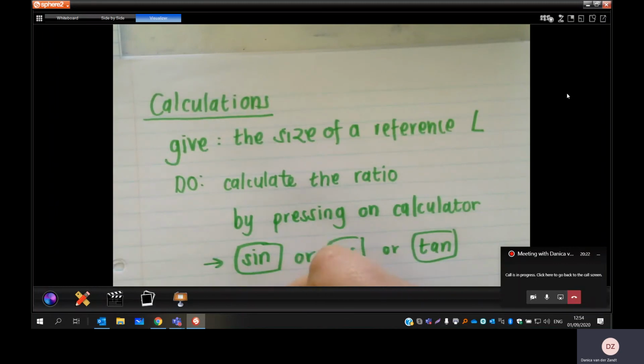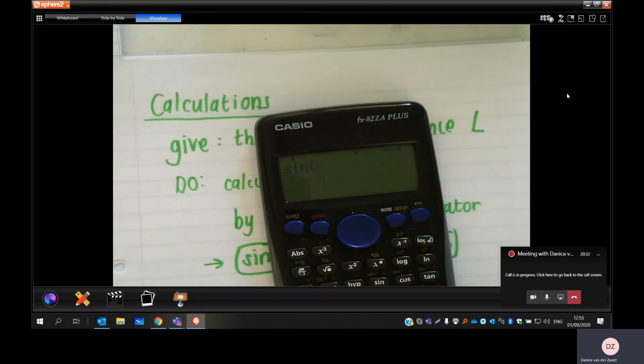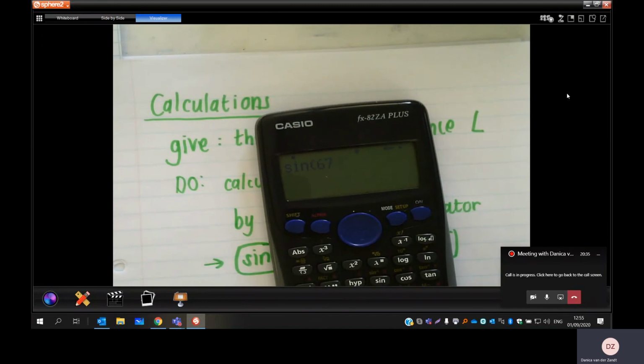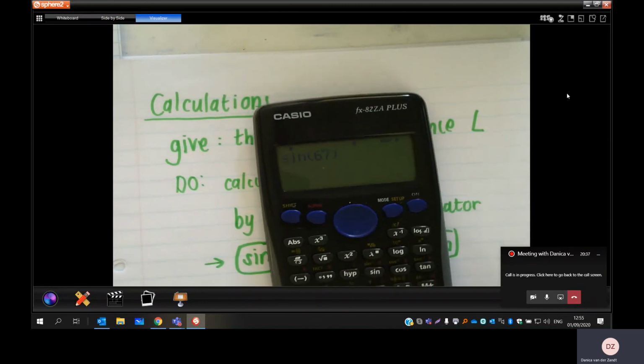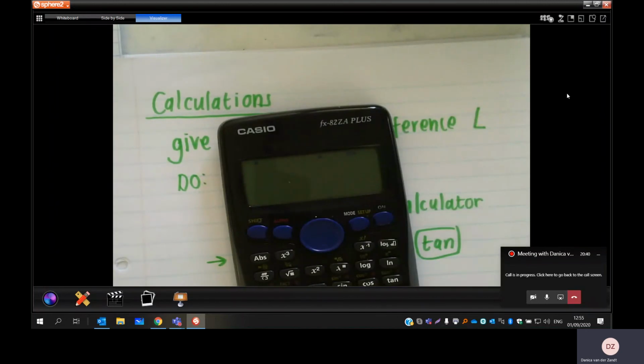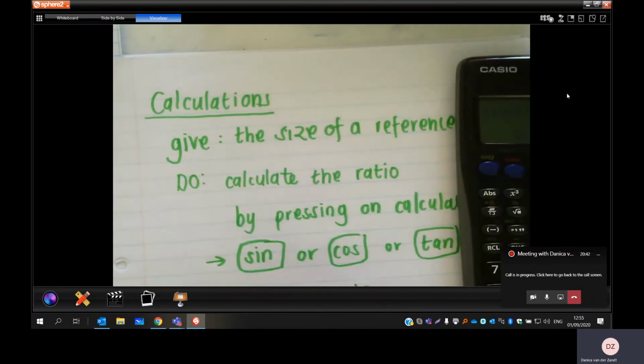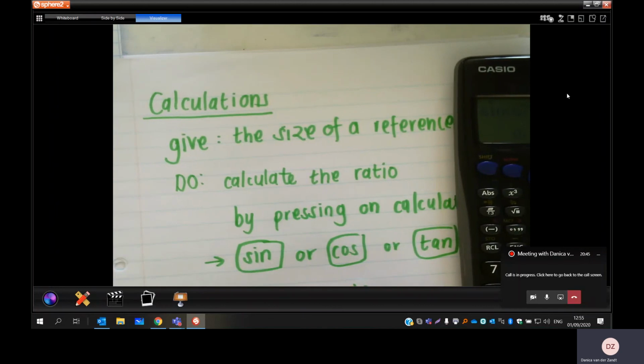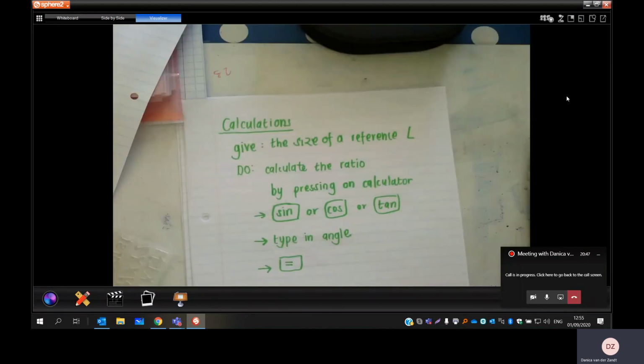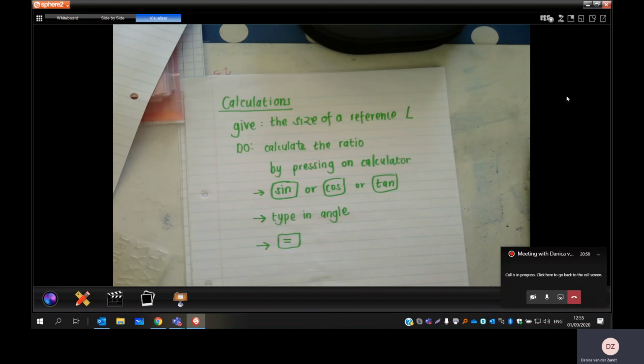Second thing, type in your angle size. So let's say I'm going for 67. Okay, still in the acute angle. I close the bracket and I press equals. And that is it. The answer that I get is the answer you write down, and that's your mark. The answer that you got, Zora?